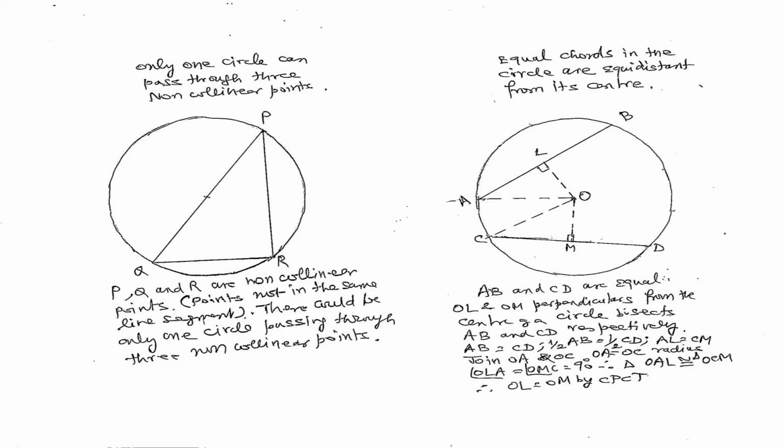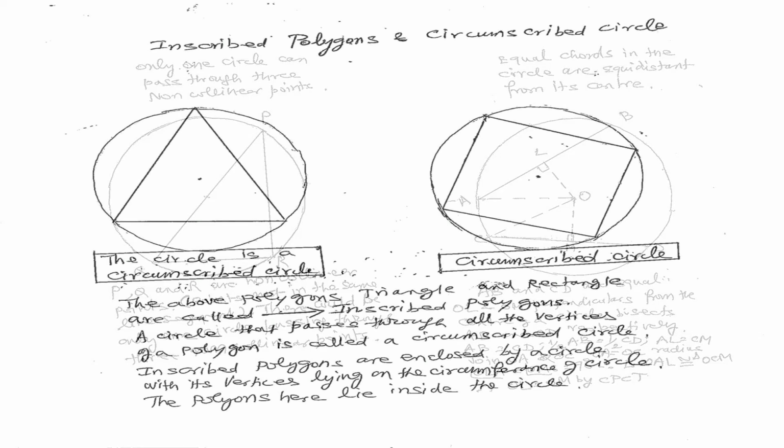Angle OLA is equal to angle OMC, which is equal to 90 degrees. Therefore, triangle OAL is congruent to triangle OCM. Therefore, OL is equal to OM by CPCT. Therefore, equal chords in the circle are equidistant from its center, that is, OL is equal to OM.